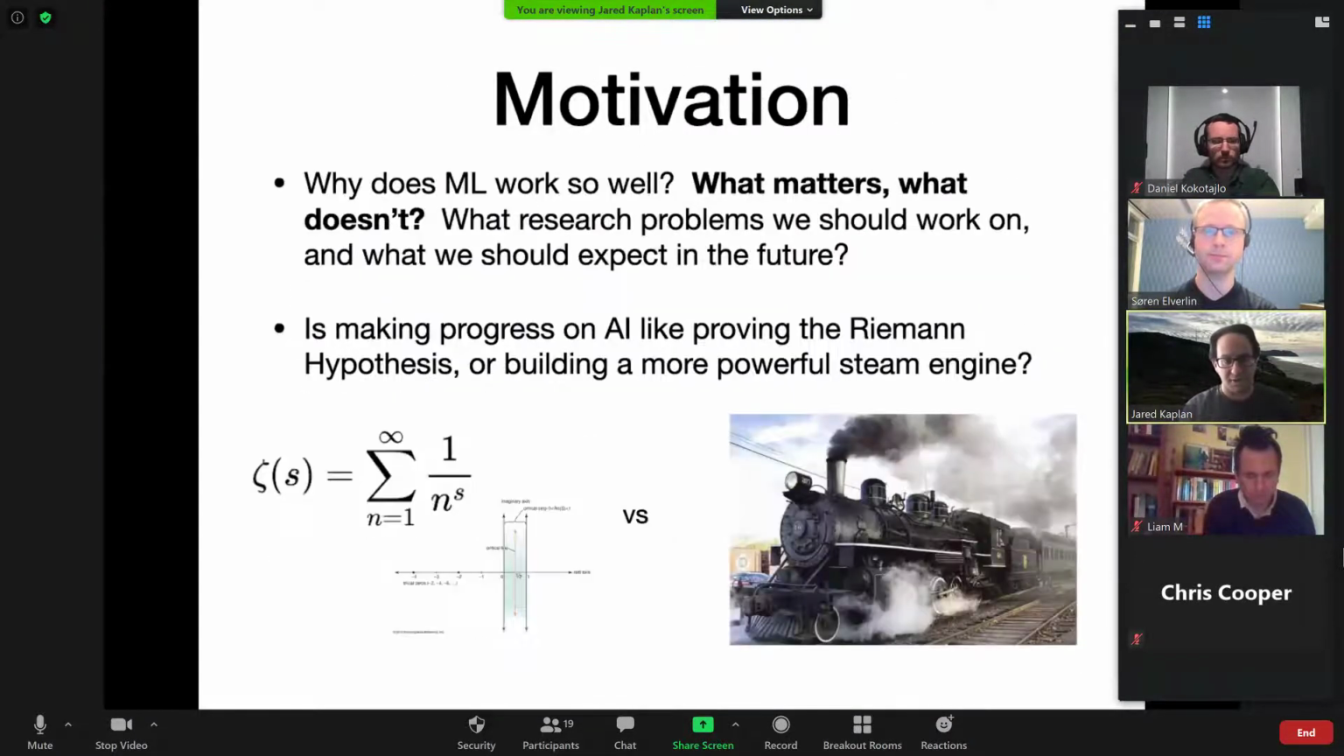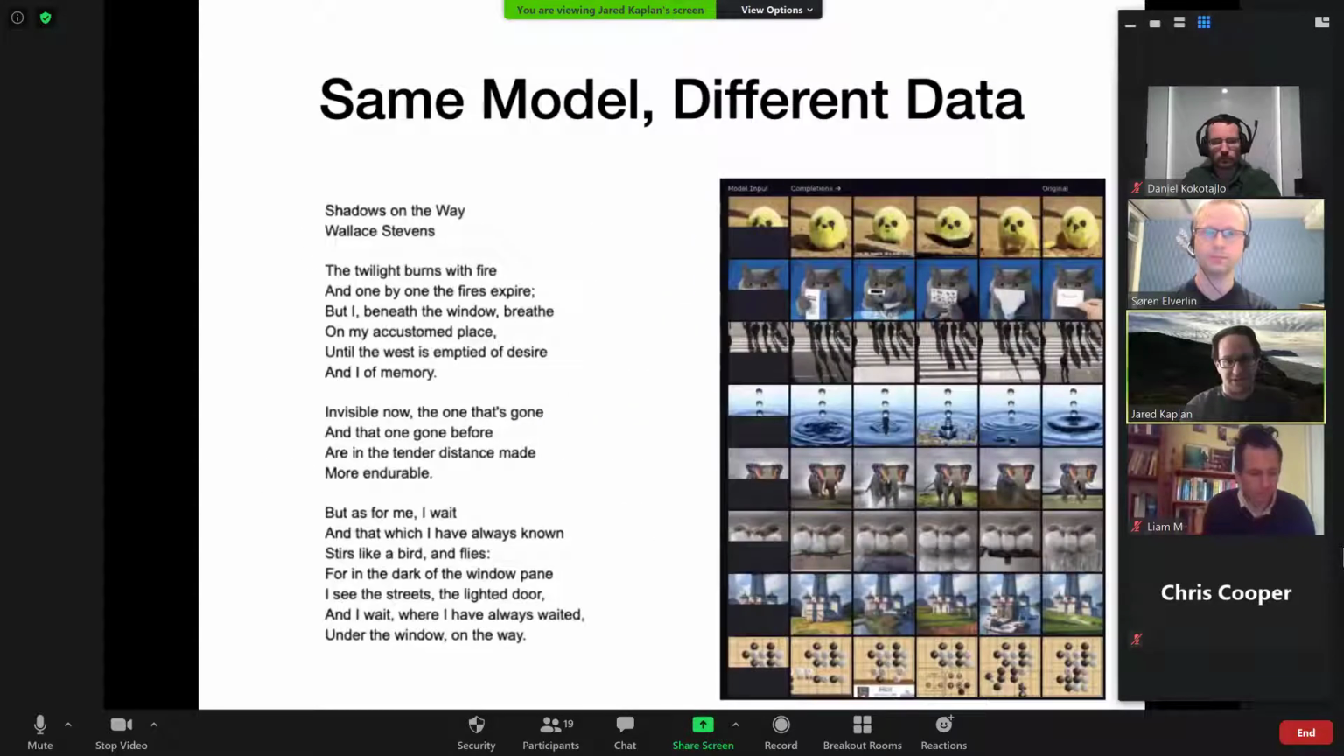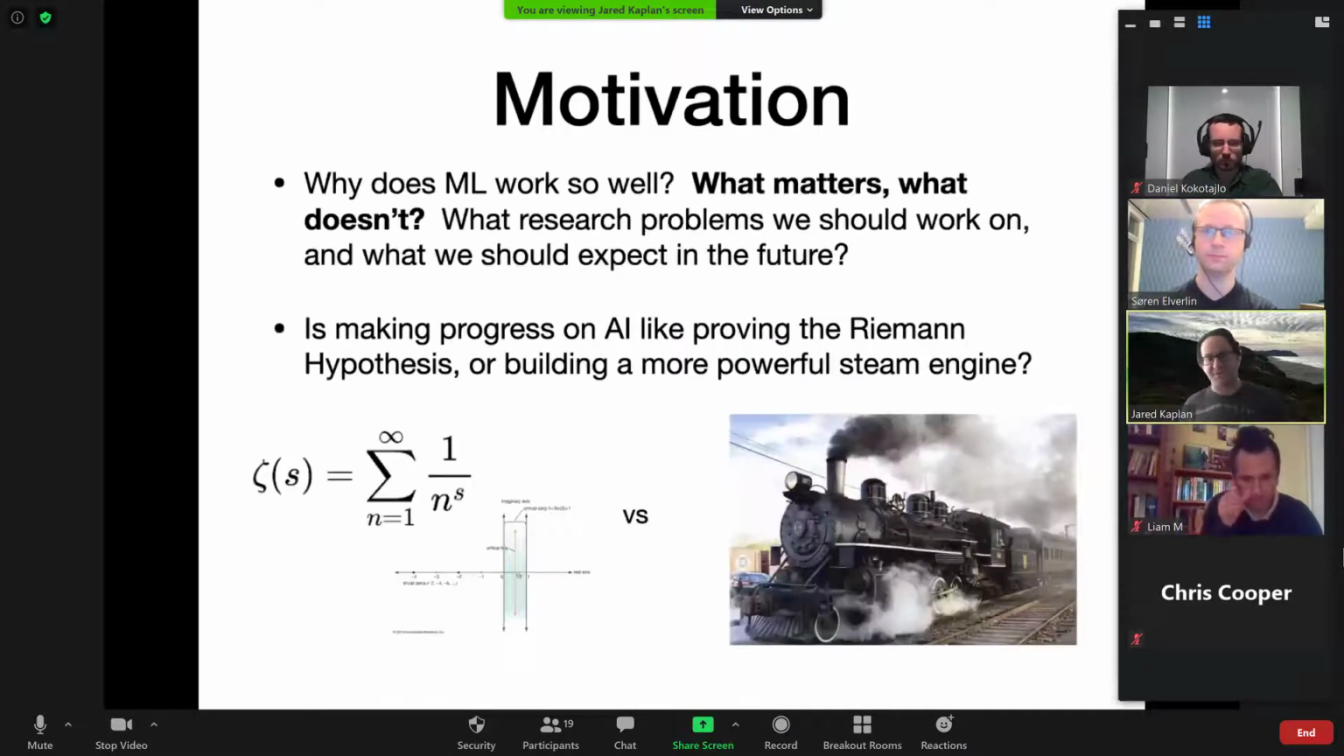Okay, so scaling laws. So scaling laws for neural models. I guess there's two different levels of motivation. A super high level motivation is sort of, why does machine learning seem to work well? What actually matters and what doesn't. And I think this informs what kind of research problems we should work on, and also what we should forecast or expect for the future.